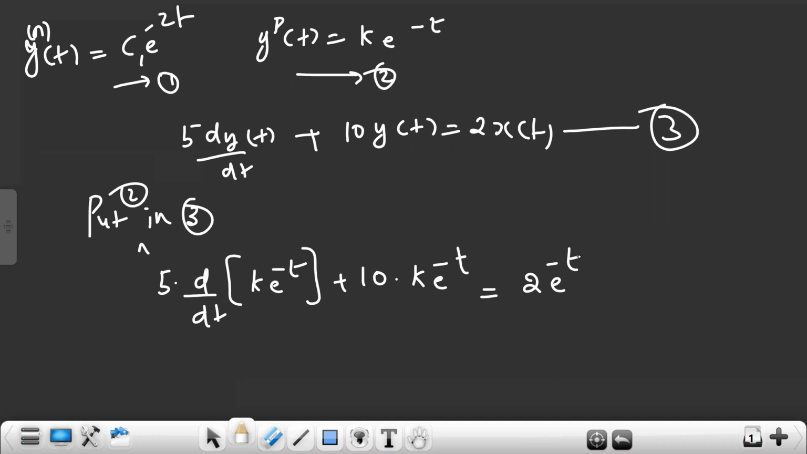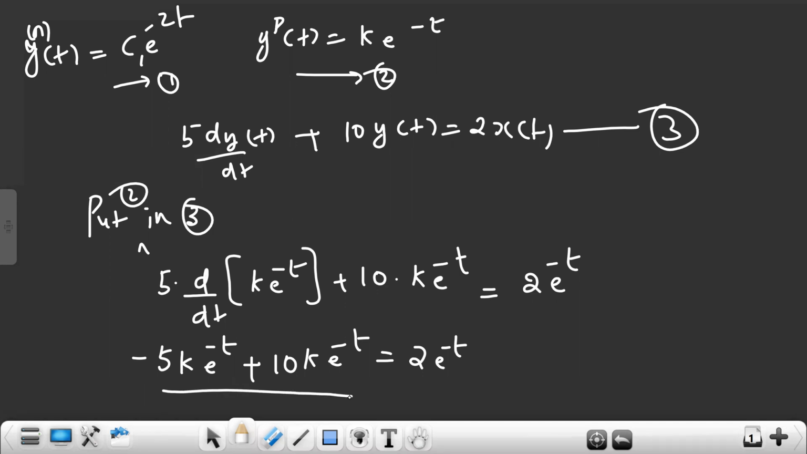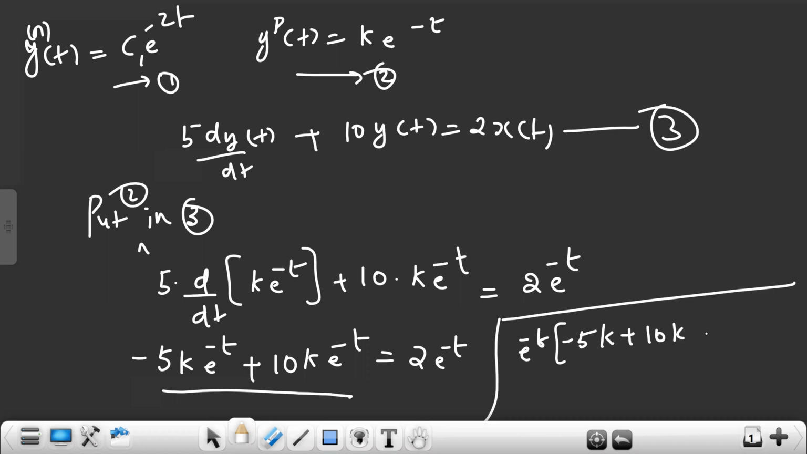Now after taking the differentiation, the equation will be 5k. K is a constant which can be taken outside. Differentiation of e to the power minus t is minus e to the power minus t, plus 10k e to the power minus t is equal to 2 e to the power minus t. From this, you can take e to the power minus t as a common factor. So, within the bracket, you're having minus 5k plus 10k, correct? Equal to 2 e to the power minus t.